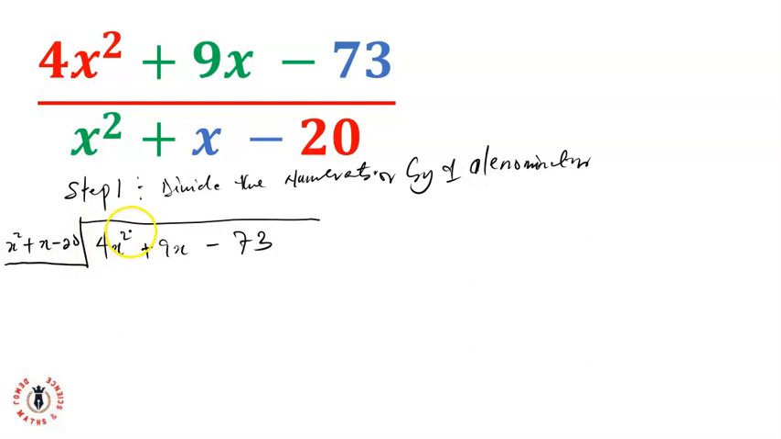In dividing polynomials, our first consideration will be the highest powers. So x squared in 4x squared, I'll be left with 4. Now, 4 times x squared, I'll have 4x squared. The same 4 times x, I'll have plus 4x. And the same 4 times negative 20, I'll have negative 80. Now, you can subtract this from what you have on top.